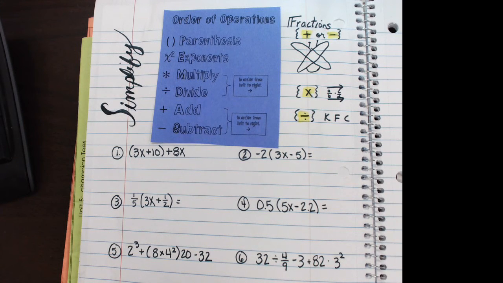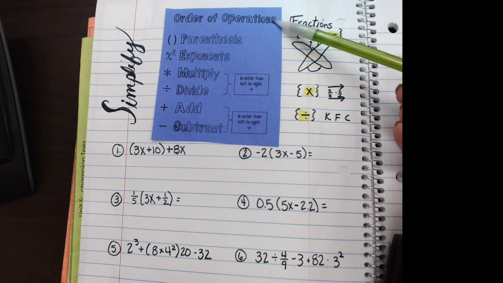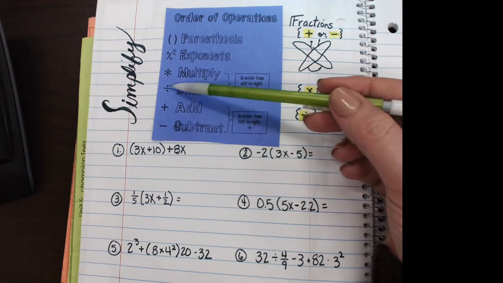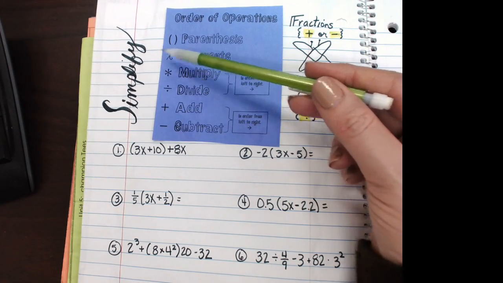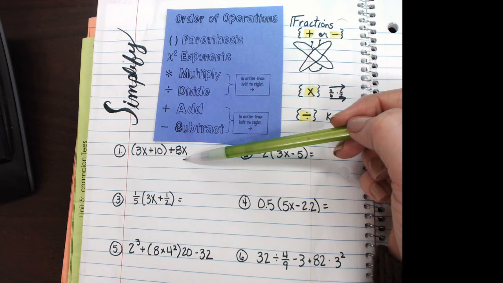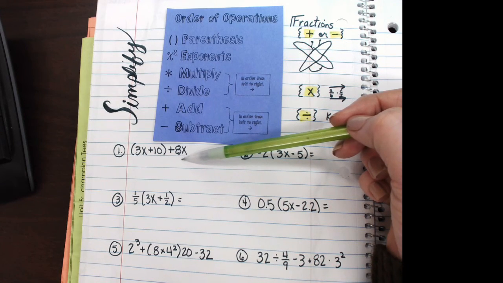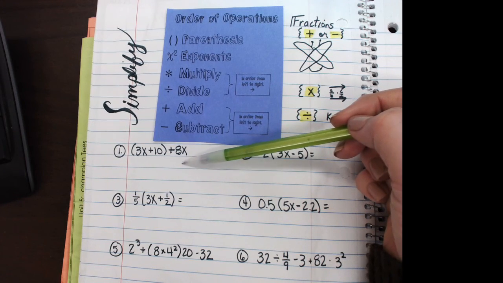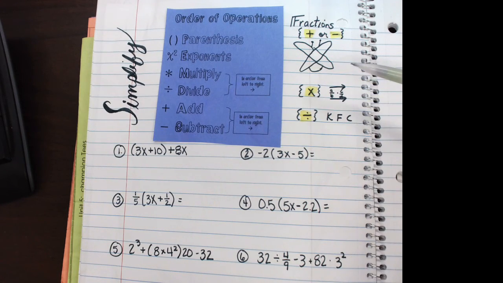Hi, so we're going to briefly refresh some things you've already learned this year. We're going to be talking about doing our order of operations, which is our PEMDAS, and sometimes we're just going to be simplifying expressions, like in problem number 1. We're not actually going to solve it and get a numerical answer because we have variables and we're not solving for x here.